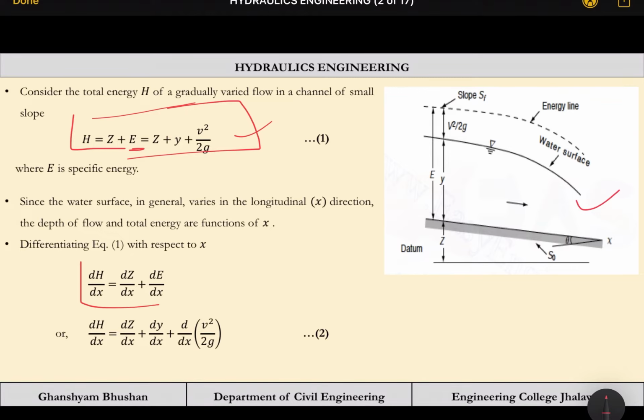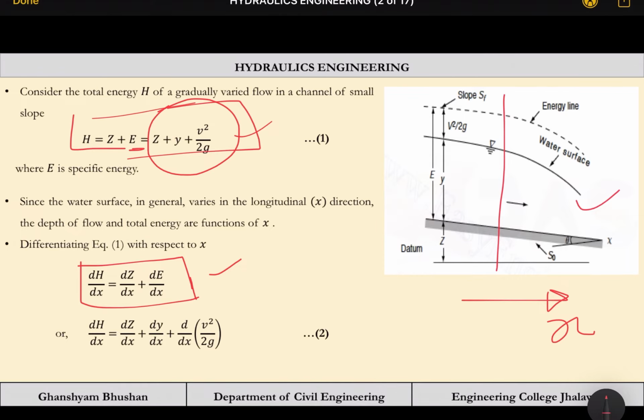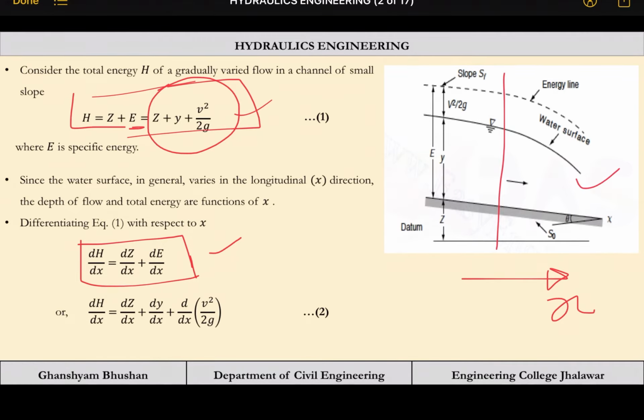Now we can differentiate it. We want to see the variation, how the slopes are changing. So we will differentiate it with respect to x. This is the direction of x. We want to see the change in depth and the change in the various slopes. So dH by dx will be equal to dZ by dx plus dE by dx, or if we differentiate this part, dZ by dx plus dY by dx plus d by dx of V square by 2g. So till now we have seen this.